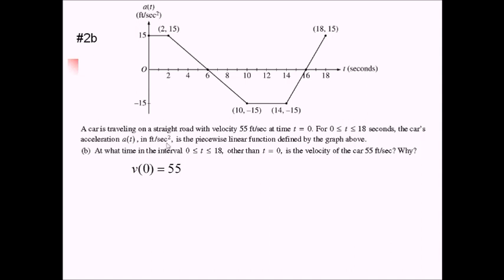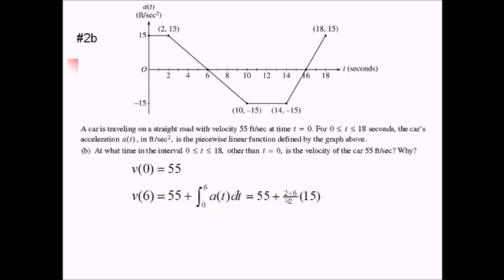So v of 6, that's going to be v of 0, or 55, plus the integral from 0 to 6 of acceleration. So that's 55 plus, well, we have a trapezoid here. This is going to be a base of 2 plus a base of 6 over 2 times a height of 15.